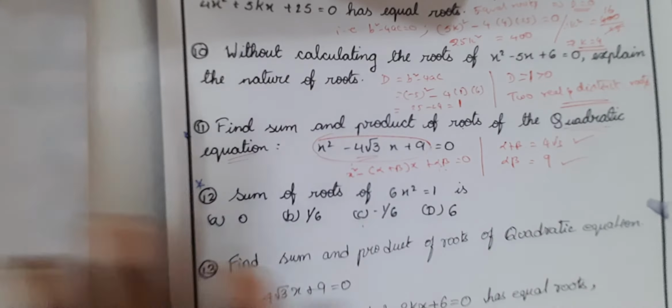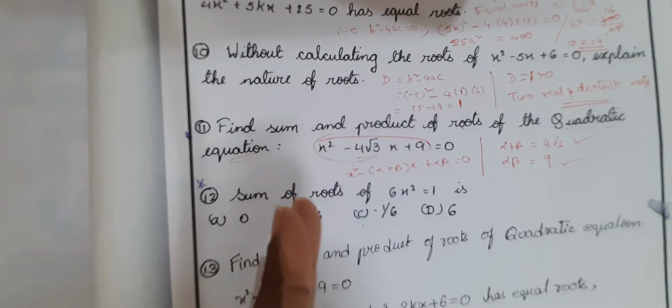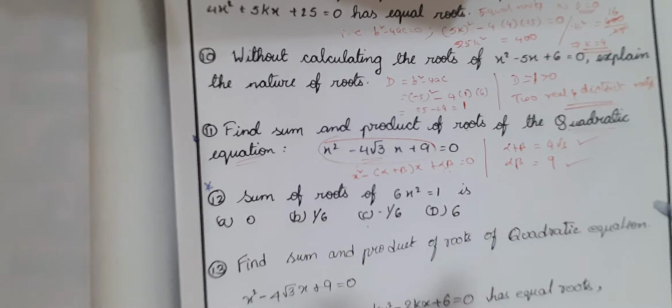Right. Suppose in case you don't remember this, you can directly find out the roots, add the roots and find the product of the roots. Not an issue. But this is the best method.